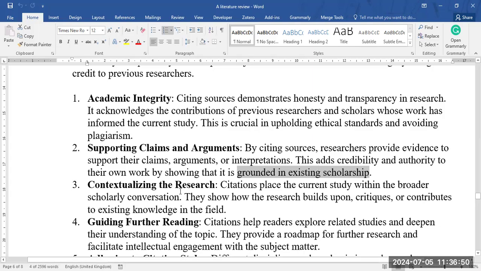Then contextualizing the research: citation places the current study within the broader scholarly conversation, right? They show how the research builds upon, and critiques or contributes to, existing knowledge in the field. So citations place the current study within the broader scholarly conversation. So we have to write one paragraph, and each idea we have to cite.